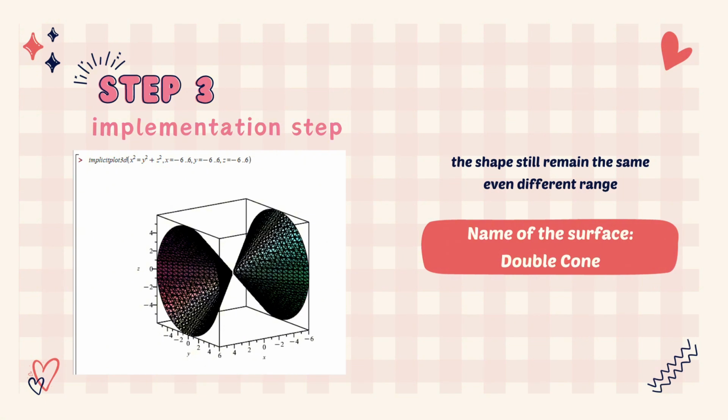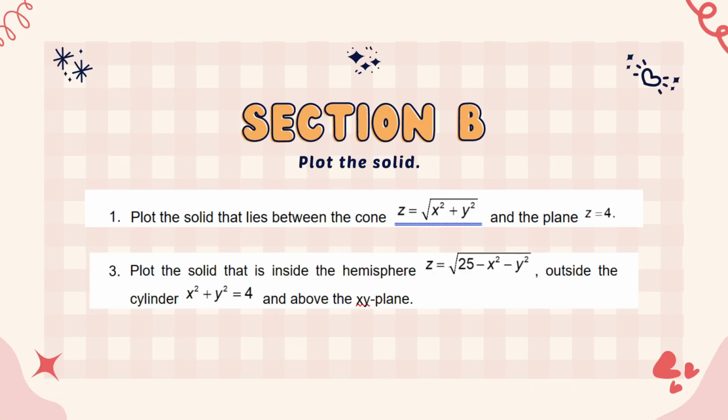For the next step, I insert implicitplot3d, open bracket, x squared equals y squared plus z squared, where x equals -6 until 6, y equals -6 until 6, and z equals -6 until 6, close bracket, and that's the output that I got. The shape still remains the same even though it's in a different range, and the name of the surface is double cone. Section B. Plot the solid.